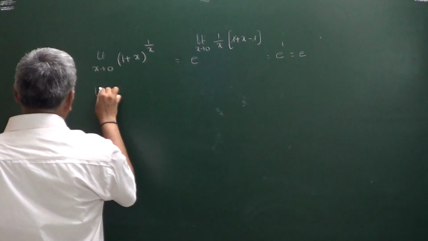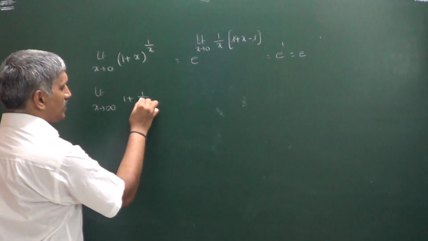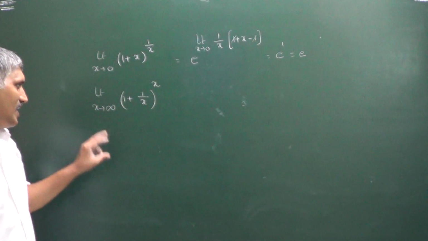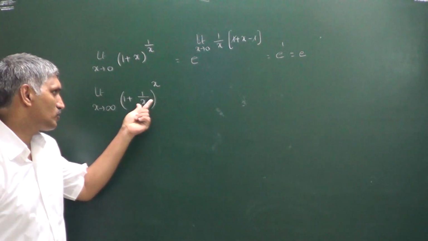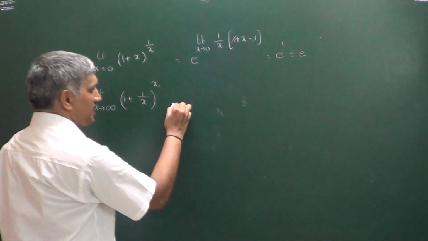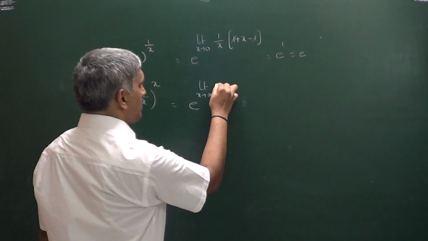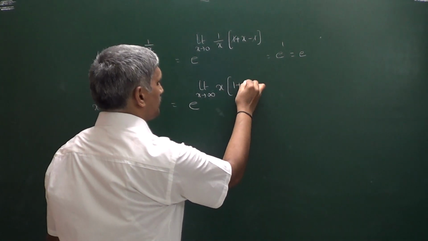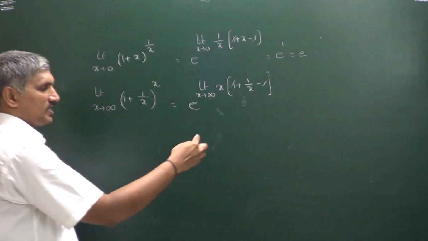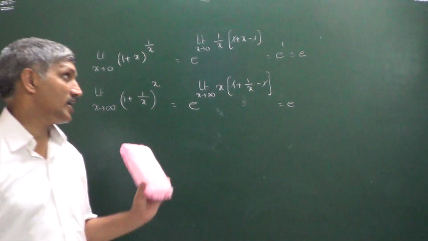At the same time, limit x tends to infinity, 1 plus 1 by x whole to the power of x. Here also you can observe as x tends to infinity, this value is tending to 0. So 1 power infinity form again. So we can apply e to the power of limit x tends to infinity, power into base minus 1. So plus 1 minus 1 cancel, x cancels. Here also you will get e. So you can remember these as standard results, right?